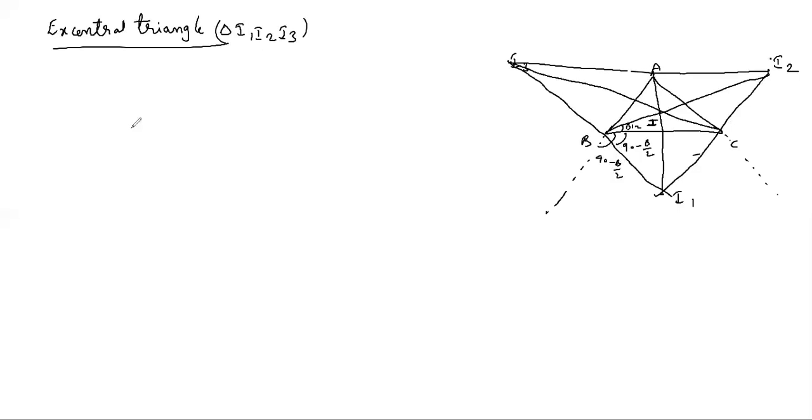Now, in triangle B I1 B I, the first angle is B by 2 and the next one is 90 minus B by 2. So the total is 90 degrees. So angle I B I1 is 90 degrees. Next, we have to consider the triangle I B A I1.